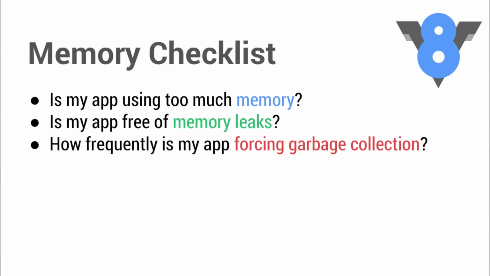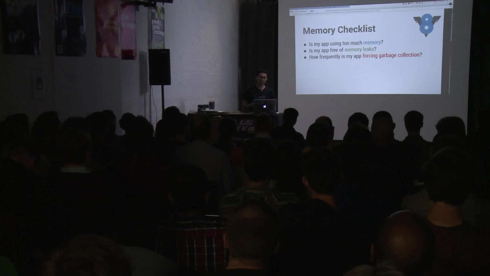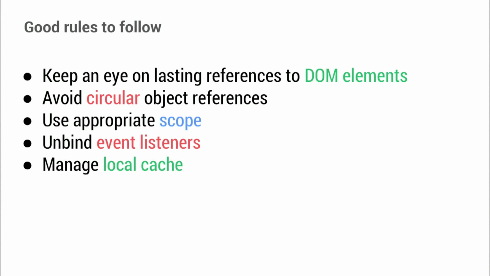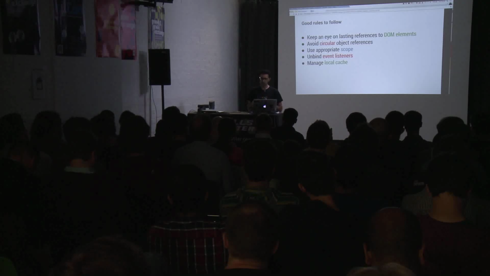How frequently is my app forcing garbage collection? If you're GCing pretty frequently, you may be allocating too frequently. So use the timeline memory view once again just to help you identify pauses that are of interest. There are some good rules that you can follow. Avoid long-lasting references to DOM elements you no longer need. DOM leaks really suck. They can sometimes be a little bit tricky to discover. But as long as you're keeping an eye on any references you're making to elements, and especially when you're in loops, you're making sure to either nullify those references when you're done, or not make those references in the first place. That's even better.